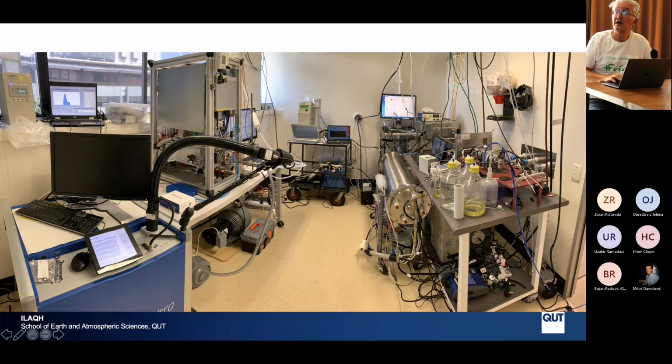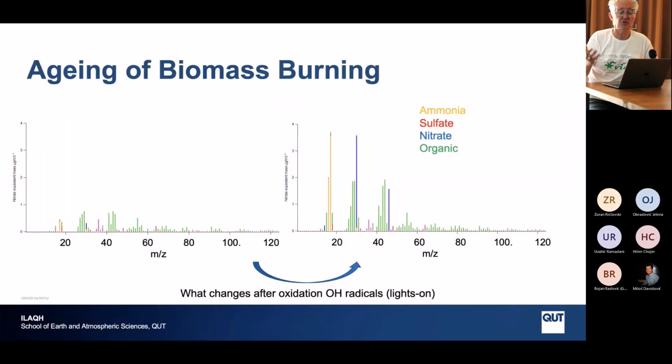In this flow-through reactor, that's that shiny big tube, you have UV lights, and when you turn the UV lights on, you see these photo-oxidation processes going on. And this is a typical mass spectra that we obtained from biomass burning. On the x-axis, you have MZ, and on the y-axis, you have the concentration. The scales are the same. The green are fragments that come from the organics, yellow ammonia, red sulfate, nitrogen, etc.